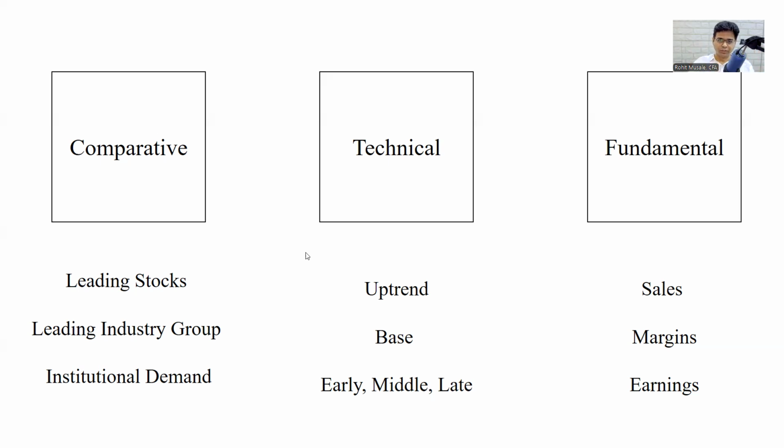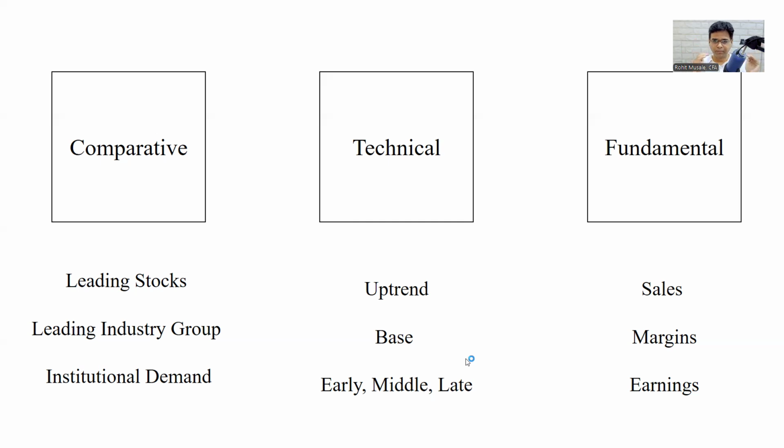Okay. So just to summarize the previous video, for comparative analysis, we look at relative strength of the stock and the industry, and we look at institutional demand. Technicals, we are asking only 3 questions. Is the stock in an uptrend? Is it forming a base? Is it in early stage, middle stage, or late stage? In fundamentals, we are looking at sales, margins, earnings, and return on equity. Okay. That's how you begin.